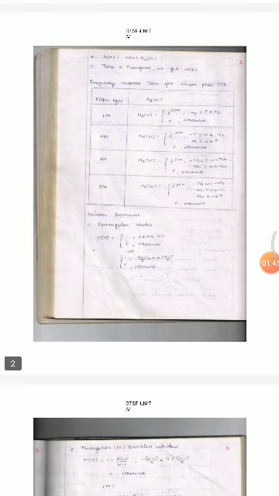Rectangular window. For the rectangular window, w of n is equal to 1 for 0 less than or equal to n less than or equal to N minus 1, 0 otherwise, or 1 for minus (N minus 1) divided by 2 less than or equal to n less than or equal to (N minus 1) divided by 2.